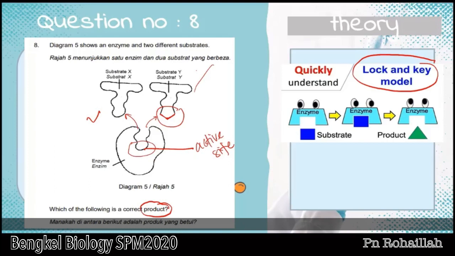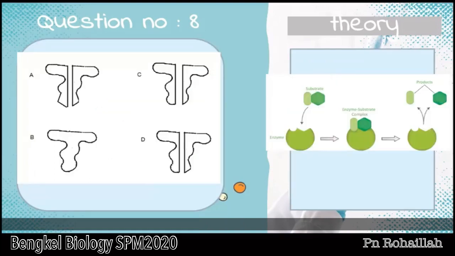Okay, and then you look. If it asks about the product, after the enzyme combines with the substrate, it becomes an enzyme-substrate complex. And then it will release the product. So the product will of course look like it is splitting into two. So which one is the correct answer? Is it B? No. Why is B wrong? Because B doesn't look like a product. It looks like a substrate. So A is wrong too.